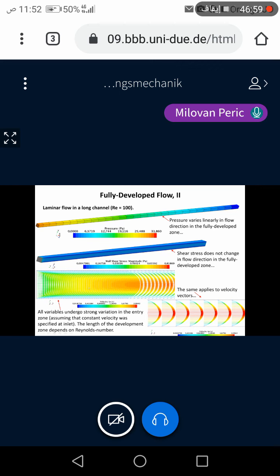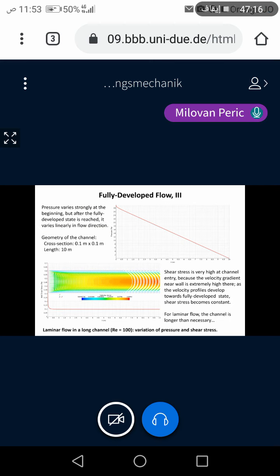Now, how long this channel needs to be to compute the fully developed flow depends on the Reynolds number. So for this laminar channel, obviously this was here too long. I could have used shorter channel to get the fully developed flow, but for turbulent flow, it's a little bit longer.